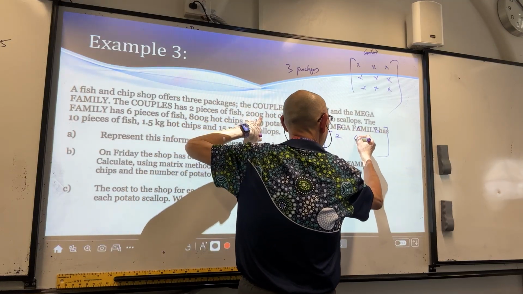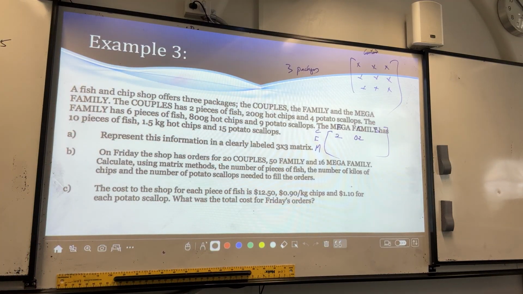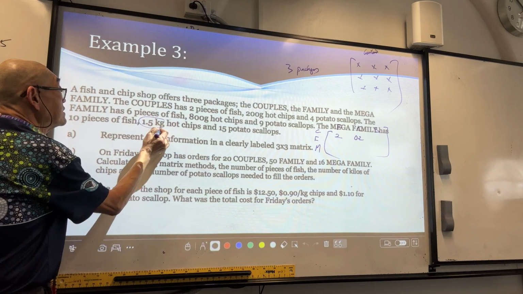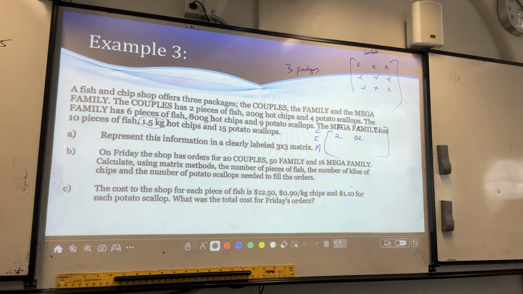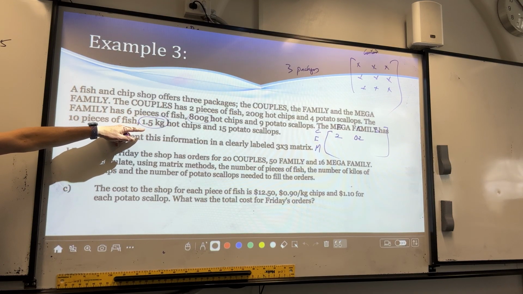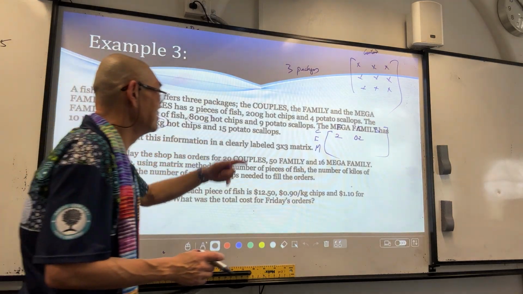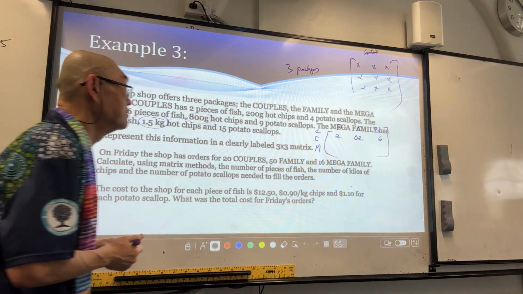200 grams. Now, I'm going to use 0.2 rather than 200 because I want all this to be in the same units. If I use 200 grams, this will be 1500, which makes it a bit more complicated in a way. So I'll rather use 0.2 and then 6 pieces of potato scallops.